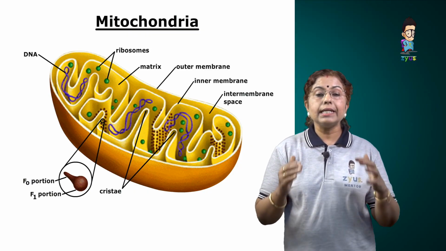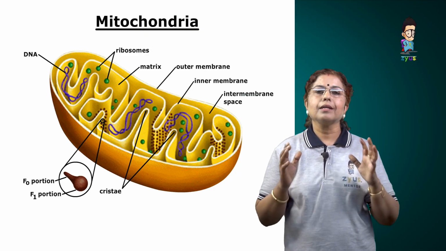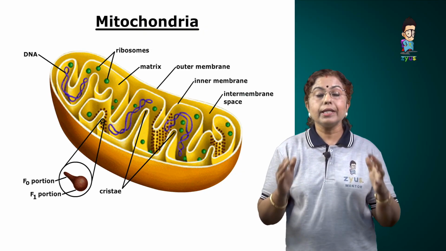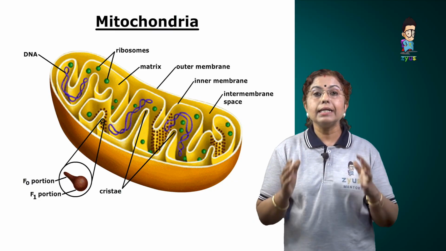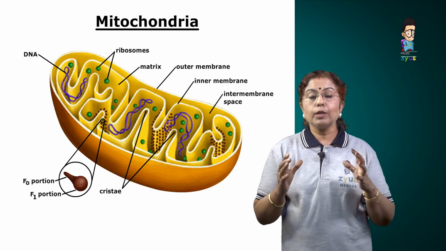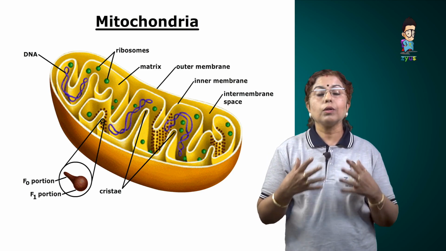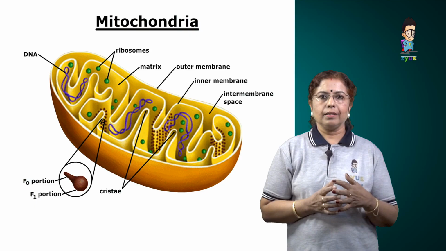So whenever the energy is required by the cell, the energy is released by ATP molecule. So ATP molecule is known as energy currency of the cell. Okay. So ATP molecules are very, very important as they release the energy for all the activities of the cell.